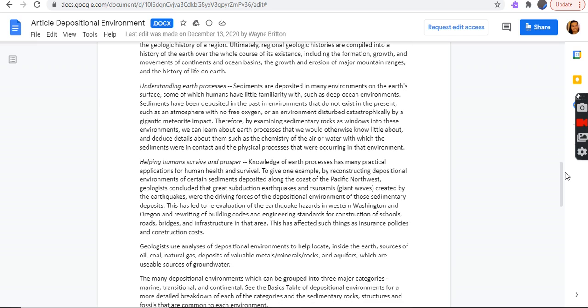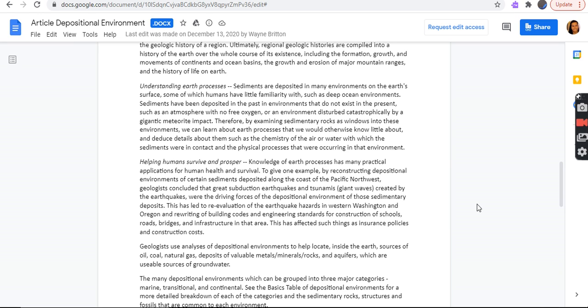Understanding Earth processes: sediments are deposited in many environments on the Earth's surface, some of which humans have little familiarity with, such as deep ocean environments. Sediments have been deposited in past environments that do not exist in the present, such as an atmosphere with no free oxygen, or an environment disturbed catastrophically by a gigantic meteorite impact.